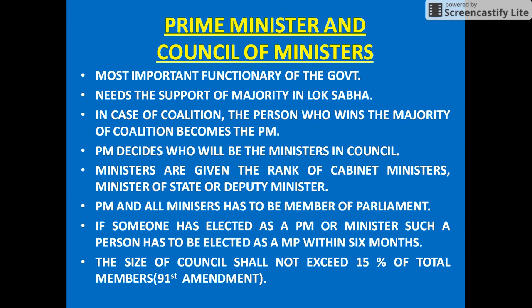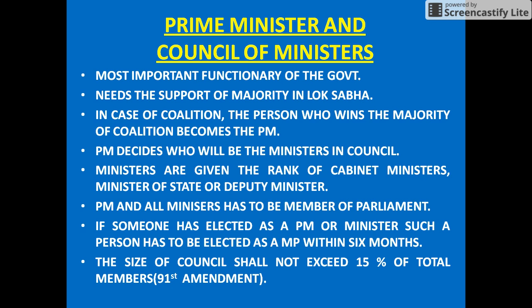This is very important. Prime Minister and Council of Ministers. See, the first point is the most important functionary of the government, including both the Prime Minister and the Council of Ministers. They are the most important functionary of the government because they are the executive, and they are a very important part of the executive. So they are very important, right? And then they need the support of the majority in Lok Sabha. See, the Prime Minister, including his Council of Ministers, if they have a majority, then only can they survive in Lok Sabha.